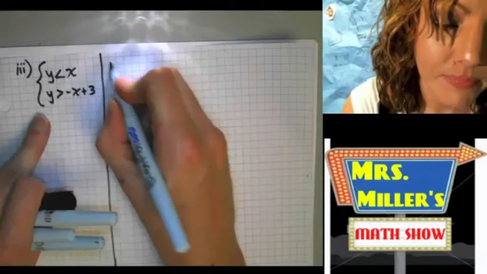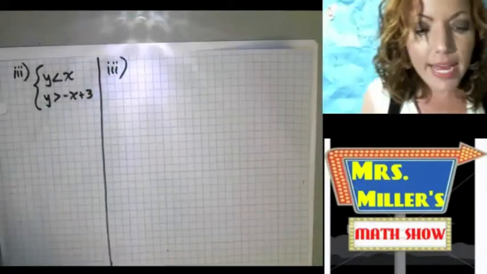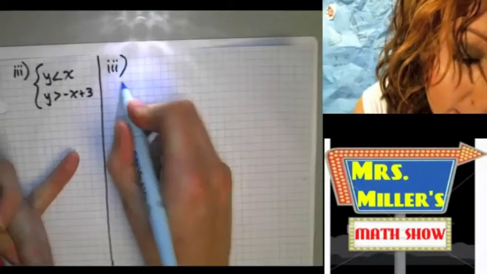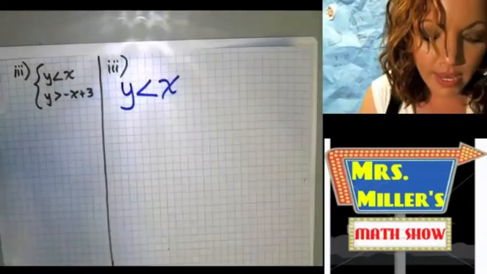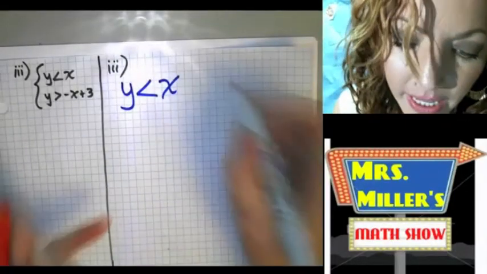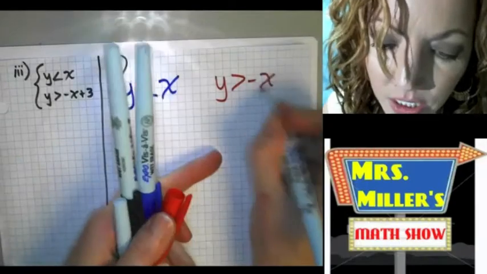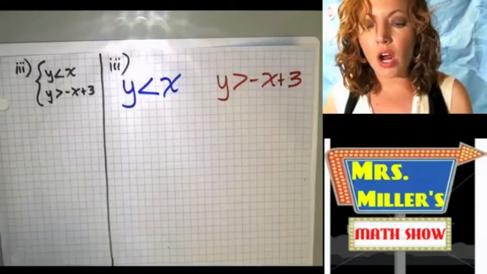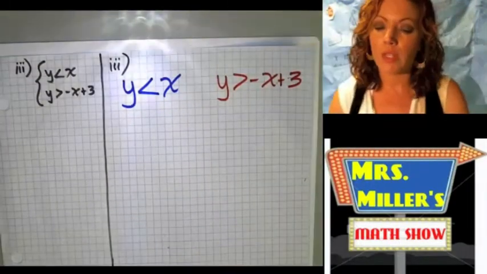Okay, here we go. Let's do some color coding here. Let's do y is less than x in blue. Then we will do y is greater than negative x plus 3 in red. All right, so let's draw a graph. We already have them in the right format.